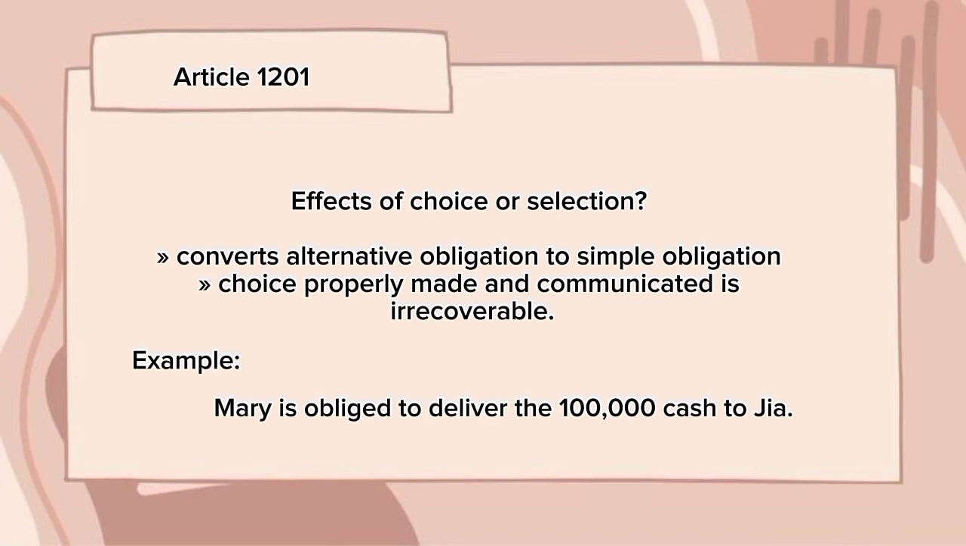Paano kung nasabi na o naipaalam na yung napiling prestation? What would be the effect? Ang alternative obligation ay magiging simple obligation. Simple obligation means there is only one prestation na gagawin upang matupad ang napiling obligasyon. Pag nakapili na kung ano ang ibibigay at alam na ng other party, either kung debtor ba ang may right of choice or ang creditor, okay na yon, buy na siya, hindi na pwedeng palitan.